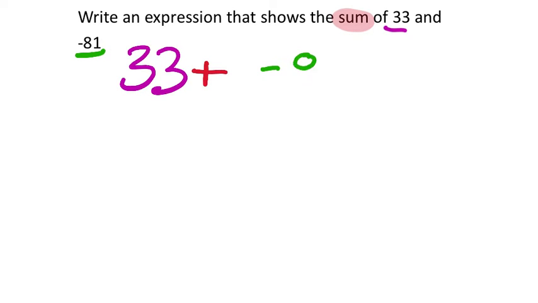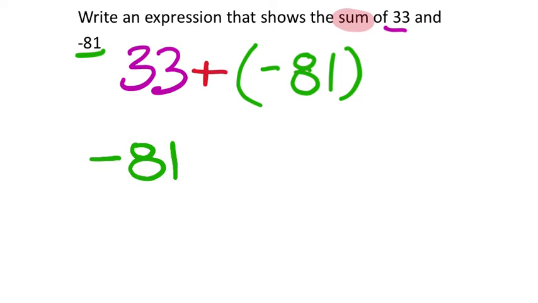So this -81, I'm not just going to write it out like this. I'm going to put it in parentheses just to be thorough so that we know it's not plus minus. It's plus -81, and there is a difference, kind of. So now this is an addition problem. Would it have been okay to write this out as -81 plus 33?